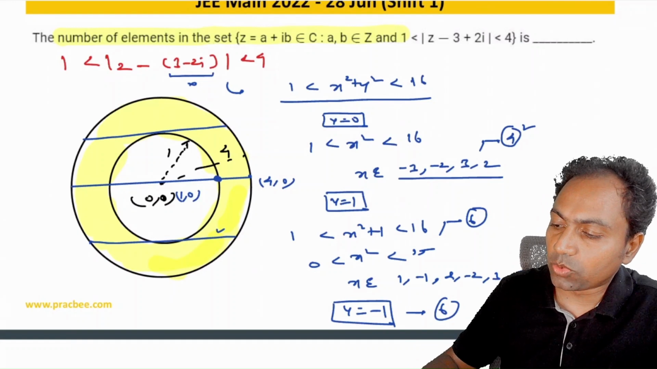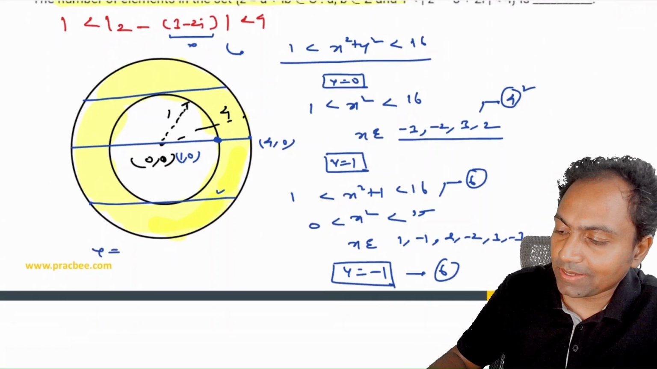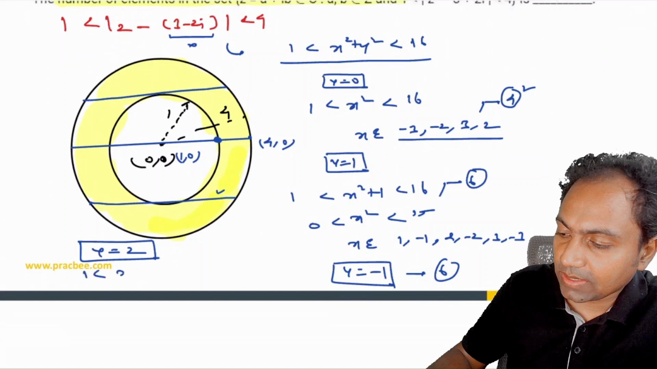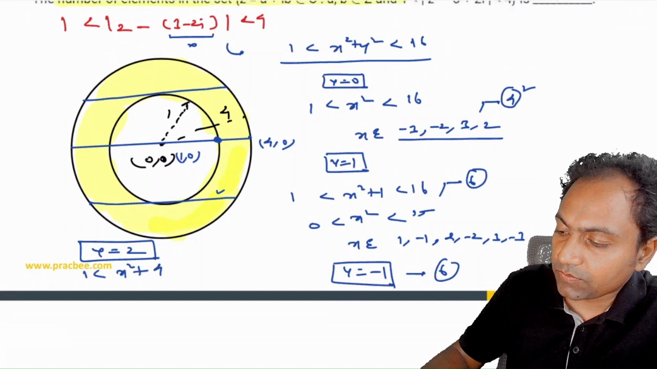And now I need to go till 4. So if I put again y is equal to 2, correspondingly this becomes 1 is x square plus 4 is smaller than 16.